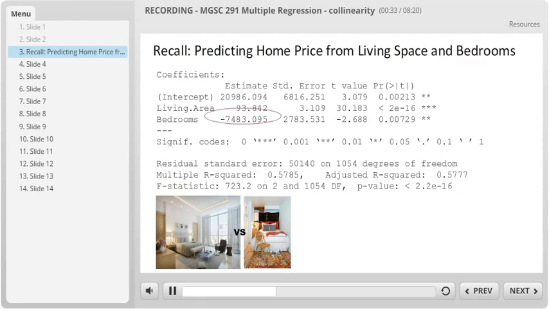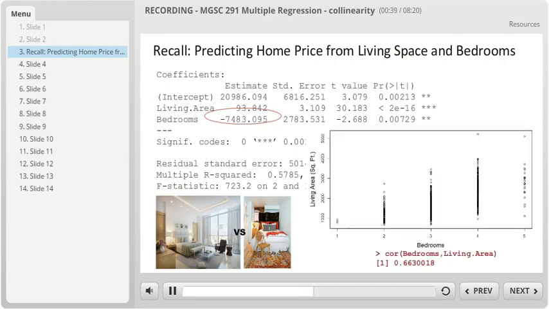We were surprised to see a negative coefficient for bedrooms until we realized that living area and bedrooms are positively correlated. Because these two predictors are related, we can predict the living area of a home fairly well if we know the number of bedrooms. When we use both of these predictors in a model to predict home sales price, we say the model suffers from collinearity.